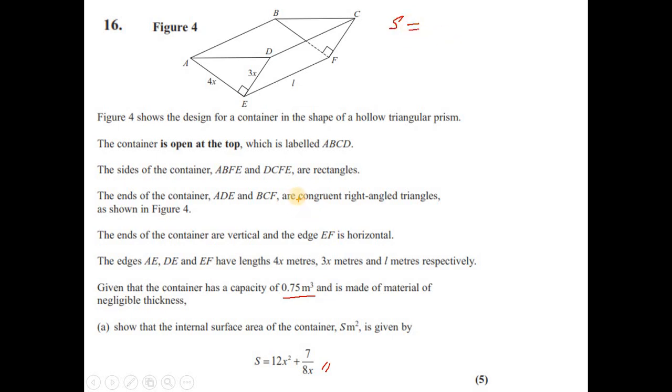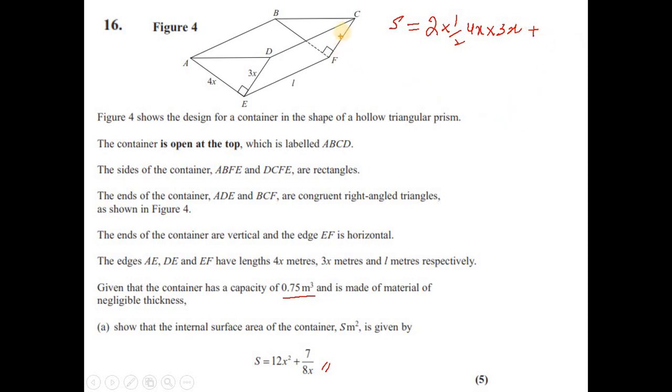the areas of the triangles. Because we have 2 triangles and both triangles are congruent, the area of both triangles is twice half of base into height. Base is 4x, height is 3x. This is the area of the triangle, and I times by 2 because I'm considering 2 triangles, plus the area of the rectangle.